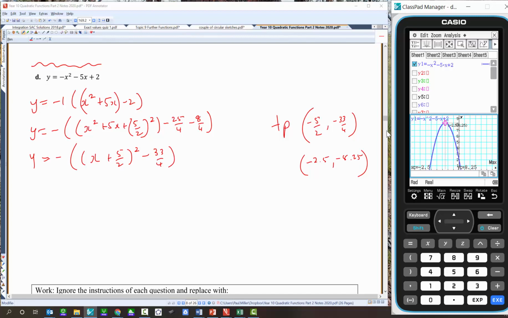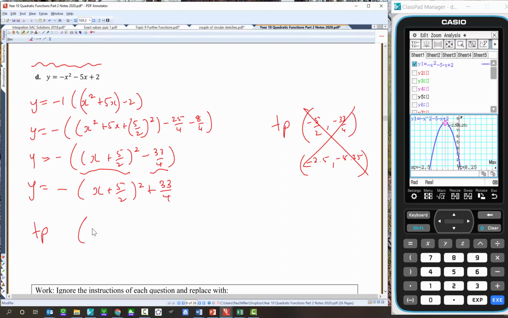What's happened? Well, invariably, the issue is that the student will forget that this negative sign here applies to both this thing here and this thing here, i.e. we've got to distribute this out. So this is negative x plus 5 on 2 all squared, and then negative times a negative is going to be positive, which is 33 on 4. So now we actually can write the turning point. The turning point is negative 5 on 2 as stated, and 33 on 4.